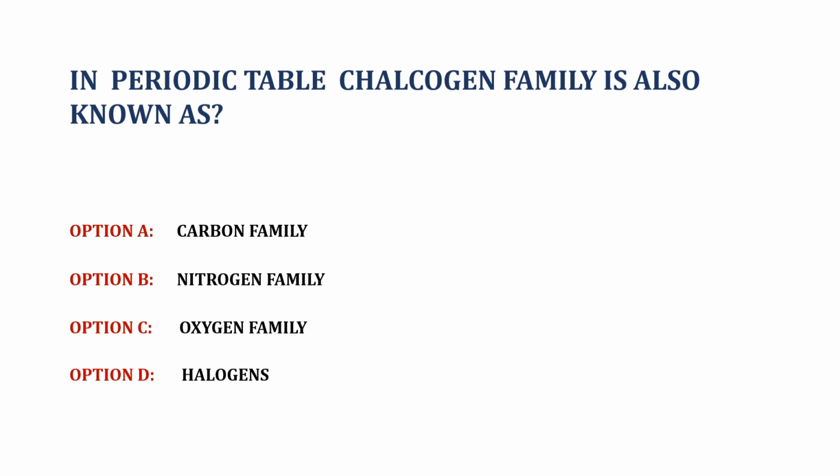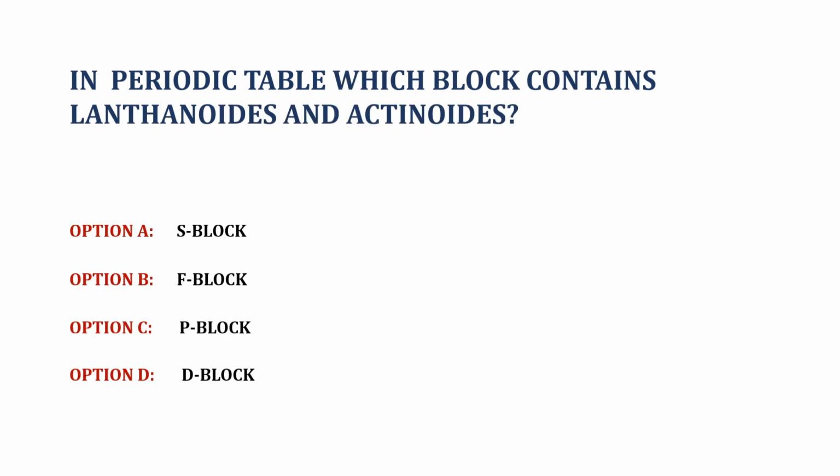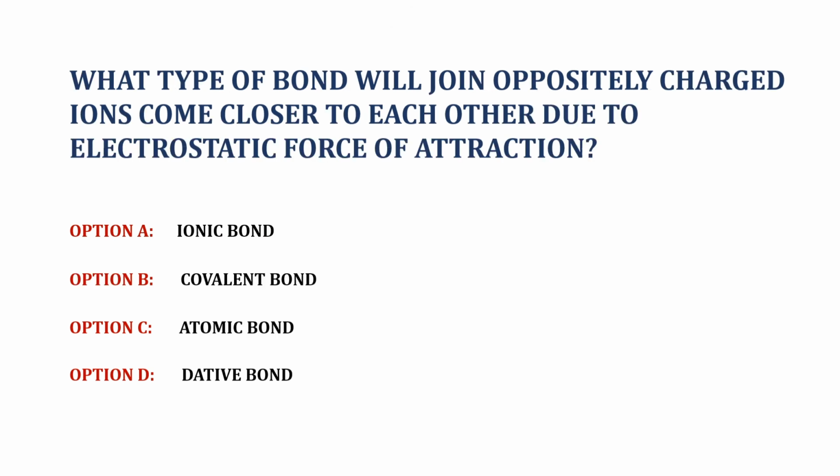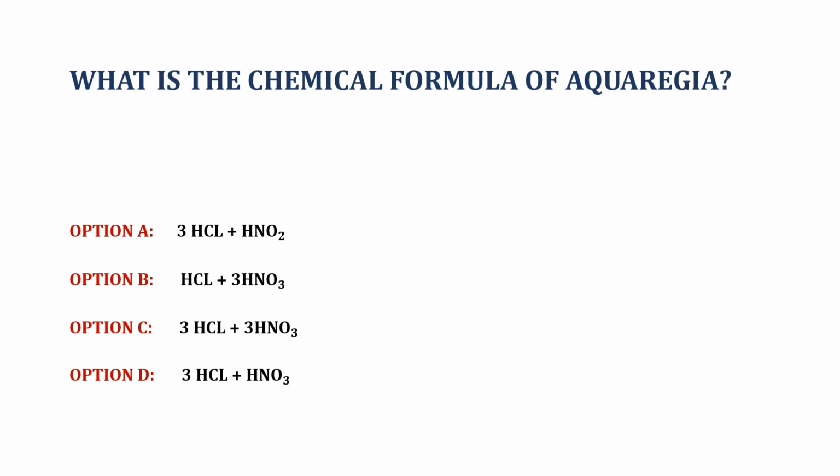In periodic table, Chalcogen family is also known as? Option C, oxygen family. In periodic table, which block contains lanthanoids and actinides? Option B, f block. What type of bond will join oppositely charged ions that come closer to each other due to electrostatic force of attraction? Option A, ionic bond. What is the chemical formula of aqua regia?